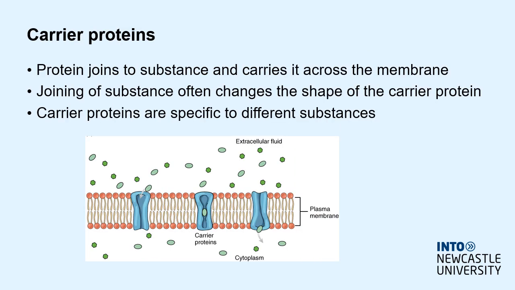What carrier proteins do is a little bit different. So again, they're still passive, they're still going down their concentration gradient, but what happens is the substance joins to the protein, the protein changes shape and physically carries the substance across the membrane. And again, they are specific. They will only allow one type of substance to cross, but they can still go in both directions, but the overall tendency is to go from high to low concentration.